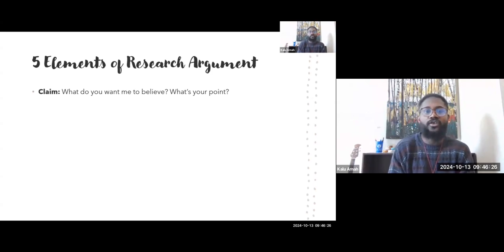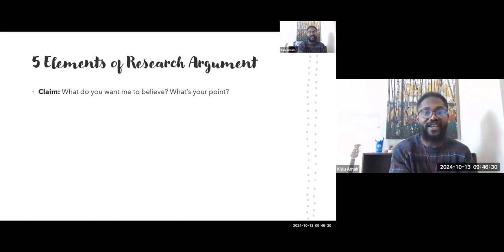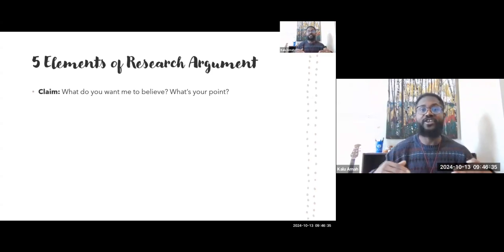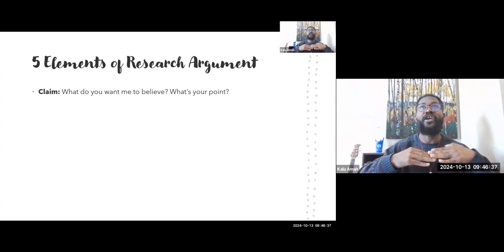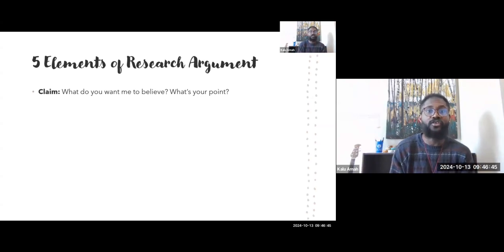What's your point? When they ask you this question, or when you ask yourself this question, that is when you make your claim. Your claim can be that any work written about Africa, whether the person is African or not, is an African literature. This can be your claim.